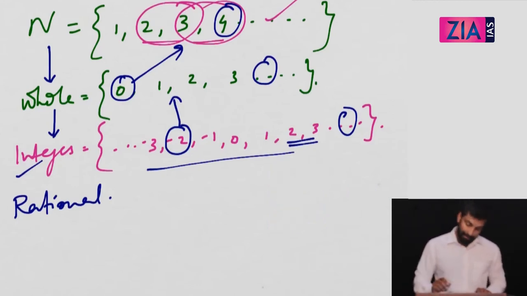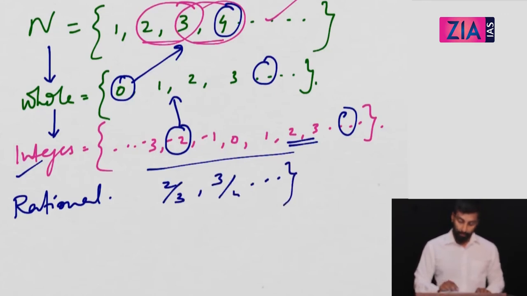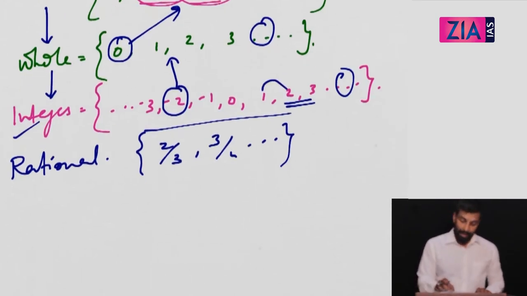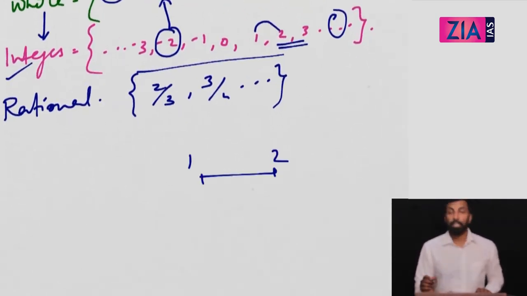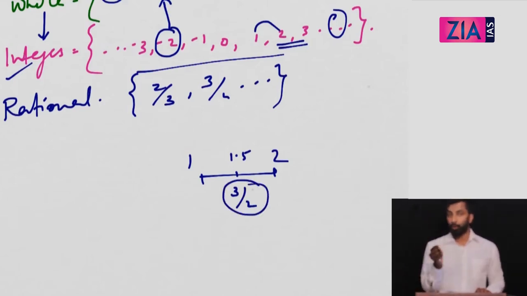All these numbers are rational numbers. What are those? Like 2 by 3, 3 by 4, etc. Now you take any two numbers, like 1 and 2. What is the midpoint of 1 and 2? It is actually 1.5, right? What is 1.5? It's actually 3 by 2. So 3 by 2 is a rational number. Why? It is of the form p by q, where p and q are integers and q is not equal to 0. So you got one rational number between two numbers, right?